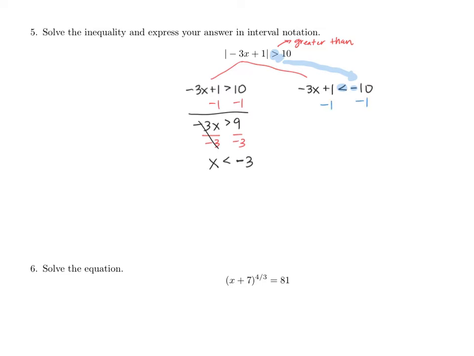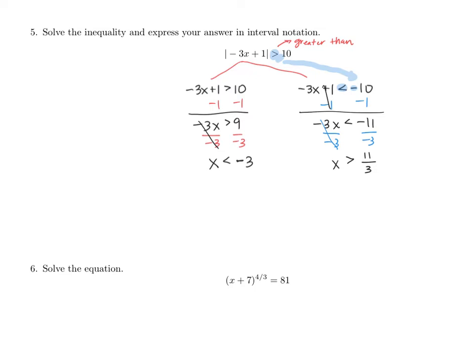So subtract 1 from both sides here. So we get -3x is less than -11. Divide by -3. We are dividing by a negative here, so we have to flip the inequality symbol. So now it's a greater than. -11 divided by -3 would be +11/3. All right, so now we have the x by itself in both cases, so we're done with the solving portion.